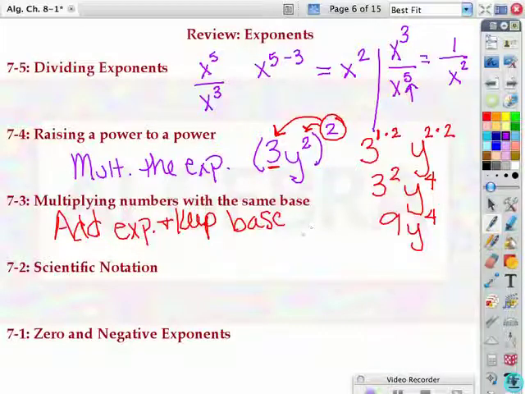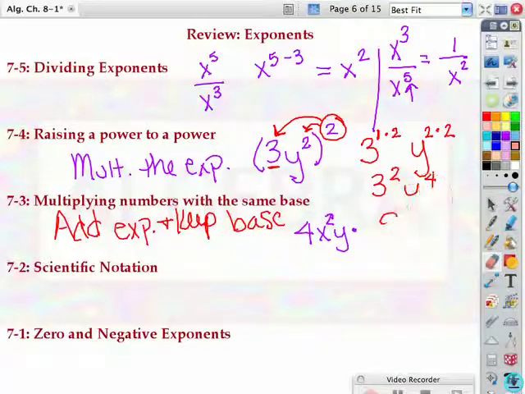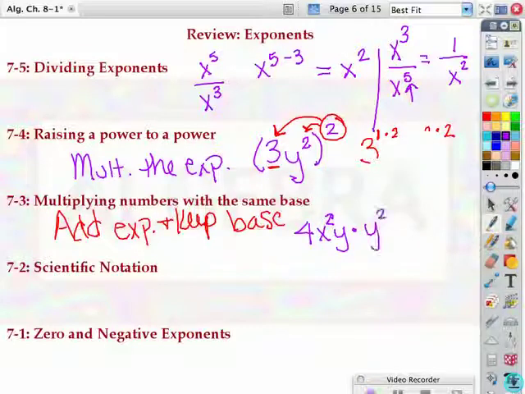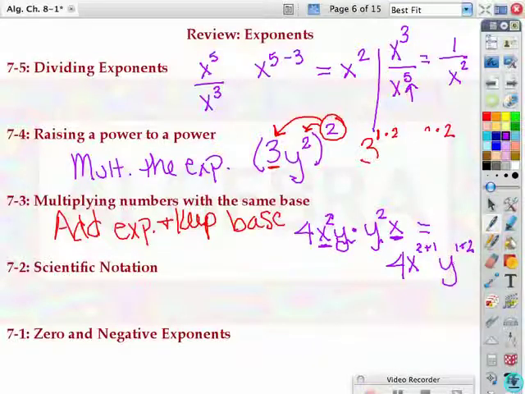If you have 4x squared y times, let me erase this stuff, get it out of your way, times y squared x, you find the ones that are alike. X and x are the same base, so we keep the 4. X would get 2 plus 1, and then y would have here and here, 1 plus 2, simplify, 4x to the 3rd, y to the 3rd.